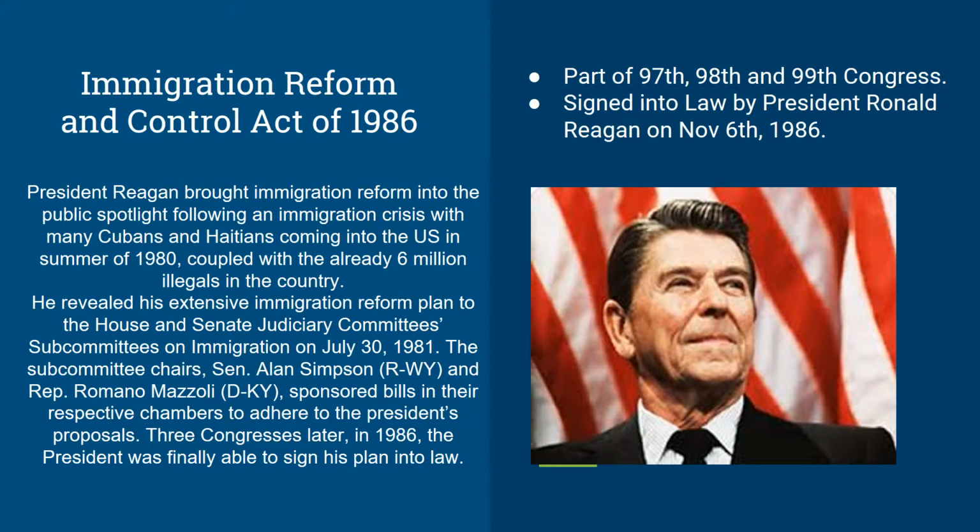So upon entering office, President Reagan saw immigration reform as one of his major issues to address in his administration. On July 30th, 1981, he revealed his extensive proposals to the House and Senate Judiciary Committees, subcommittees on immigration, and subsequently the chairs of these subcommittees sponsored bills in their respective chambers to adhere to the president's proposals. And 3 Congresses later, President Reagan had the opportunity to sign the Immigration Reform and Control Act into law.